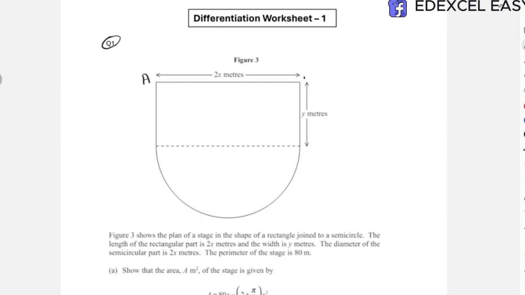So this is point A, B, C, D and E. So we can clearly understand ABCE is a rectangle, whereas CDE is a semicircle. And obviously the 2x is going to be half of that, like the radius of the semicircle is going to be just x meters, right?